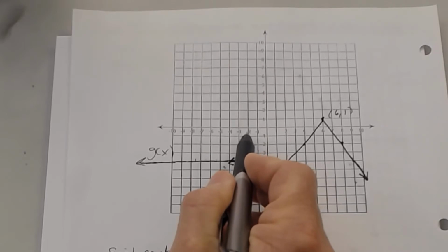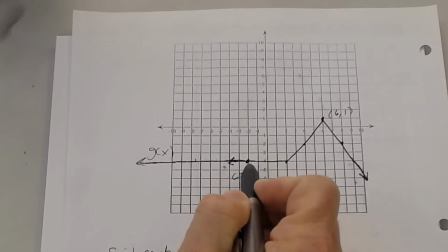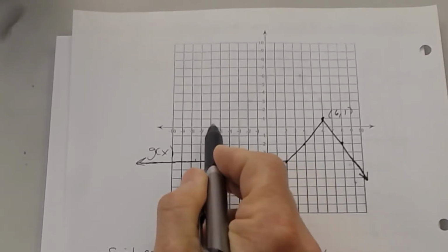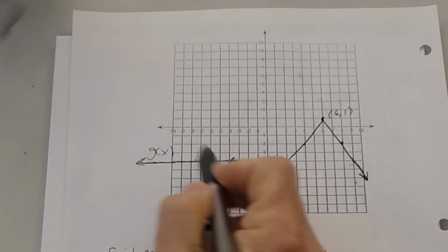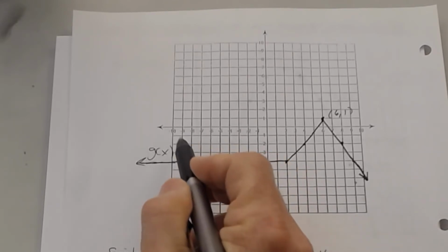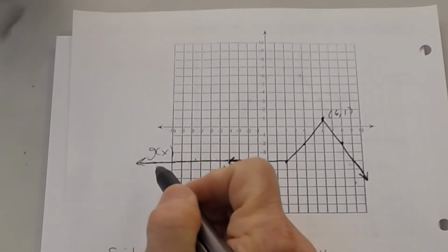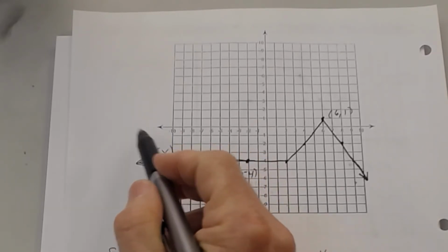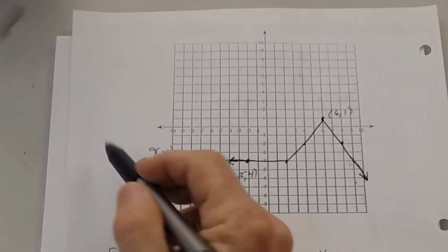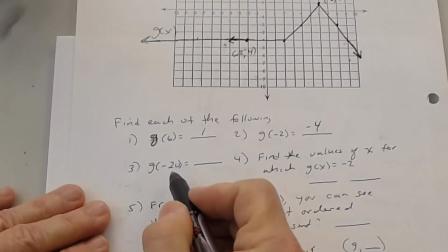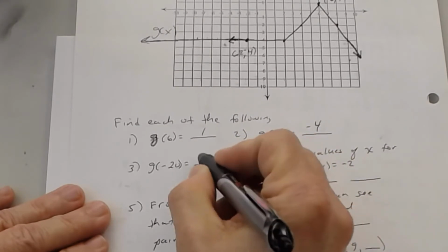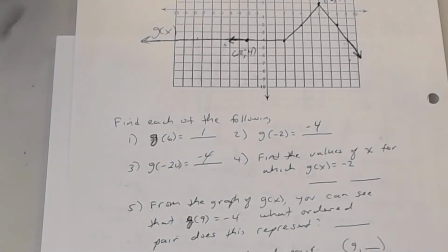Negative 2. When x is negative 2, what's my y value? Negative 4. When x is negative 6, what's my y value? Negative 4. When x is negative 10, what's my y value? Negative 4. When x is negative 12, what's my y value? When x is negative 100, what's my y value? Negative 4. When x is negative 20, what's my y value? Negative 4. Very good.